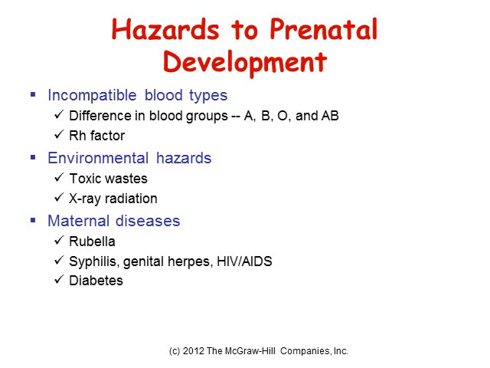Then there's maternal diseases, and that can range from anything. If a mother has syphilis, some kind of sexually transmitted infection, genital herpes, HIV, and AIDS. These can be passed on to the baby or can cause other problems with the child. Also, diabetes.